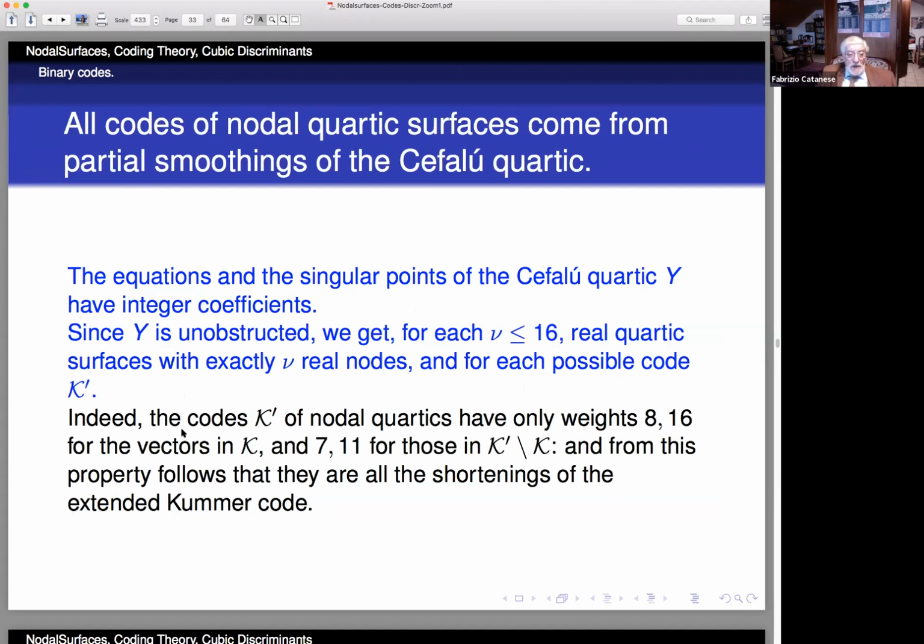And so the main point, what I have to show, is that each extended code for a nodal quartic is a shortening of the Kummer code. And here I use the fact that these codes have only weights 8 or 16 for the vectors in K and 7, 11 for the other. And from this, I prove that they are all shortenings of the extended Kummer code. Let me say here that for the people who do coding theory, they do everything with the computer, and then they say, oh, obvious, and they produce a very long list, which for me is unreadable. So I had to do things by myself and really do some linear and bilinear algebra and prove directly these abstract results that these codes are just all the shortenings.